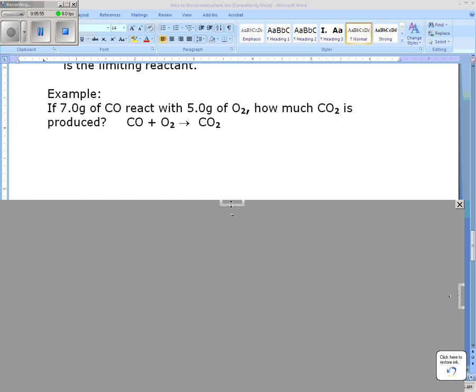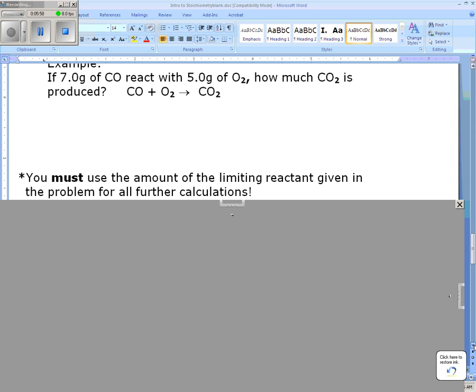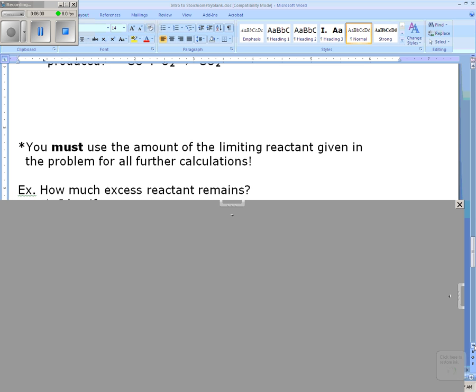Now, as a part B to this type of problem, a lot of times you get a second question like, how much excess reactant remains? Well, you must use the amount of the limiting reactant given in the problem for all further calculations. This is very, very important. Students that don't do well on this assessment are ones that forget this point right here. After you have identified the limiting reactant, it controls the reaction. It's the one that is going to determine all the other amounts. So you must use the amount of the limiting reactant given in the problem for all further calculations.